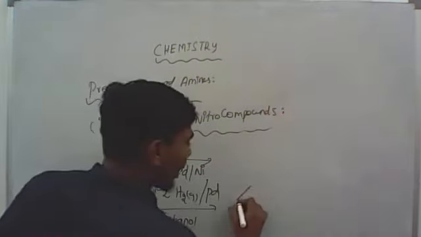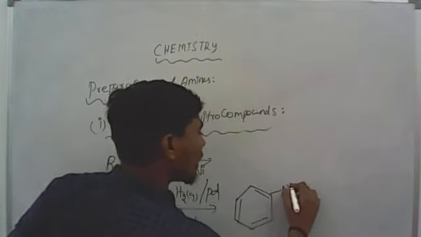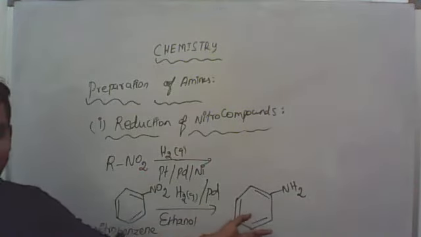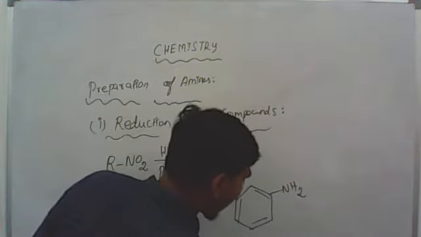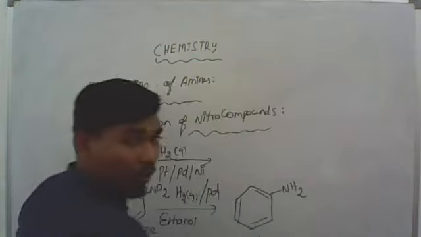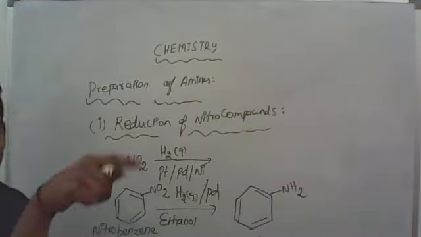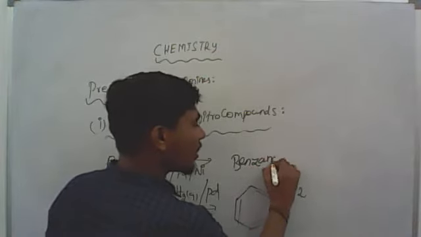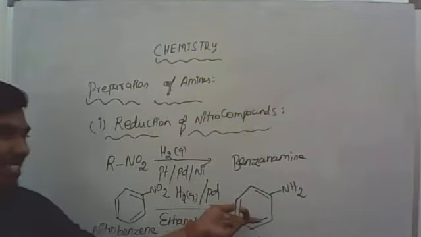What is the product we get? Here we get NH2. This is an amine, a primary amine. What is the name for this compound? This is called aniline. What is the IUPAC name for this compound? This compound is benzene plus amine. We have to remove E from the name, so we get benzenamine. So this is the final product of this reaction, and this is also a primary amine.